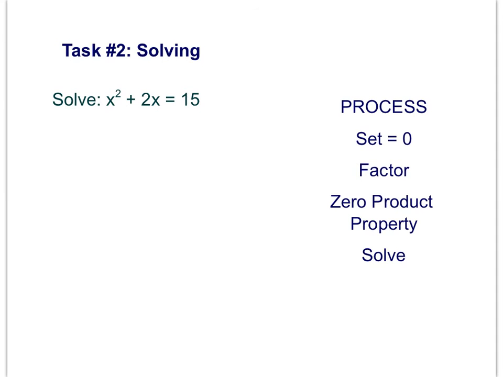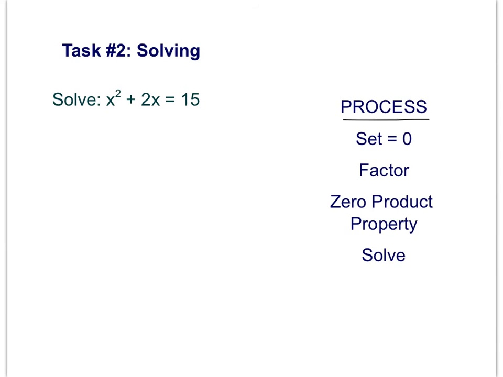Now we're going to look at task number 2, solving. So we want to solve x squared plus 2x equals 15, and the process is written over at the right-hand side. So the process is we are going to first set our equation equal to 0. Then we will factor, then we will use the zero product property, and then we will solve, and we can always check our answers when we're done.